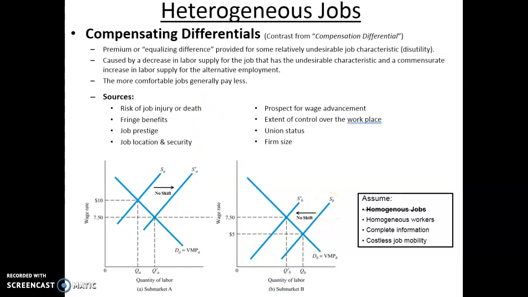They might look over at A and say, yeah, these people are making 10 bucks an hour and we're only making 5, but I don't want to die. I don't want to be in that job that's dangerous. So they don't leave, which means the equilibrium stays at $5 in submarket B and stays at $10 in submarket A.